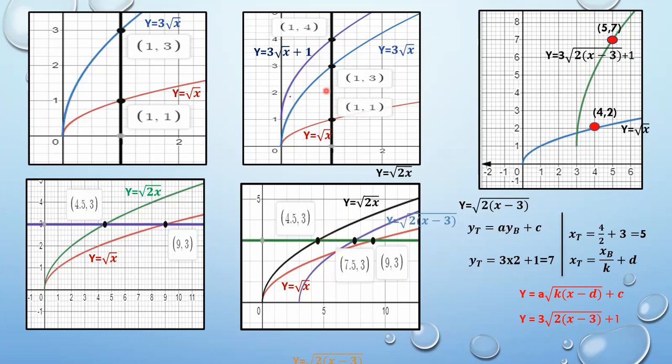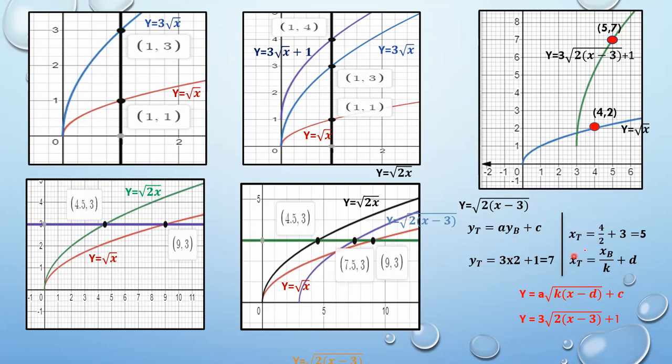A means here 3. So 3 times Y basic. Sorry, Y basic is 2 here. 2 times 3 is 6. 6 plus 1 is 7. So that's why you get 7 here.